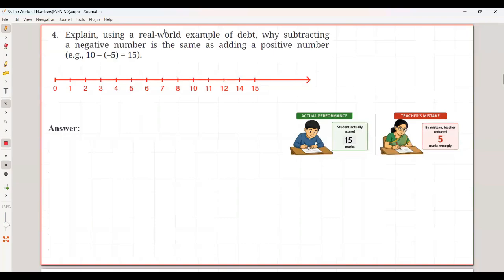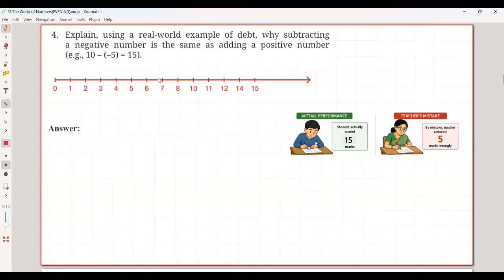Explain using a real world example of debt why subtracting a negative number is the same as adding a positive number. Example: 10 minus of minus 5 is equal to 15. How? You have to give one real life example. We know the rule: minus of minus becomes plus, so 10 plus 5 is 15. How? They are asking for one example.